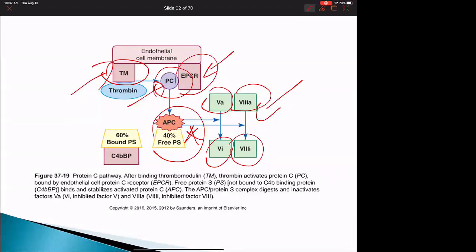All right. For this pathway, you also need free protein S, which is a cofactor. Okay, so this will bind to activated protein C, which will then in turn inactivate factor 5 and factor 8. And again, all this is doing is preventing further coagulation. Okay, that's the way that the protein C pathway works.